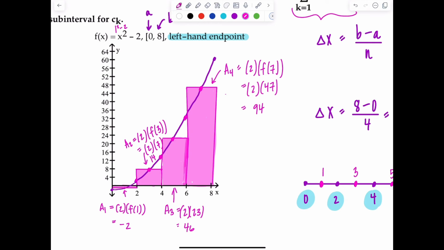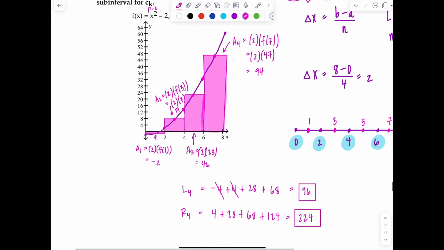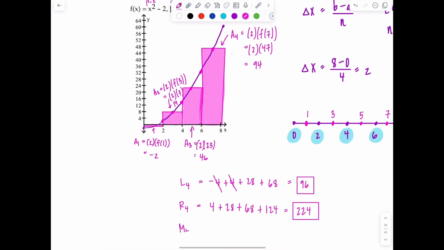Okay, so now we have everything set up. We can figure out M4. That would be -2 plus 14 plus 46 plus 94. 46 and 94, that's 140. 140 plus 12, I want to say it's 152. But I'm going to confirm right now because it's important. 152. Good job. Good job, Professor V. Okay. Very nice.